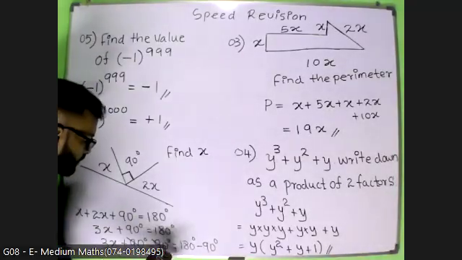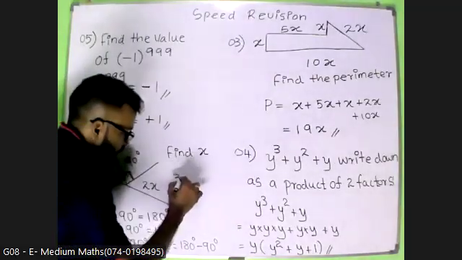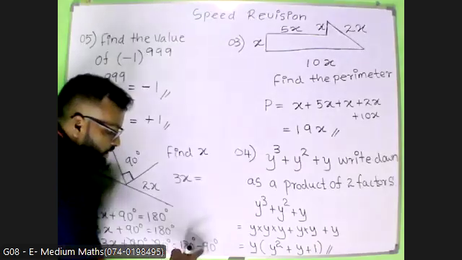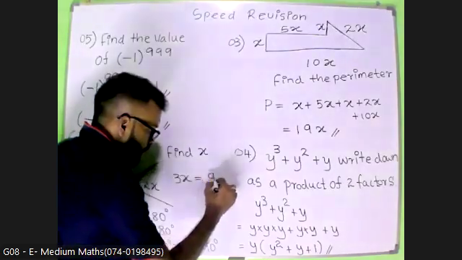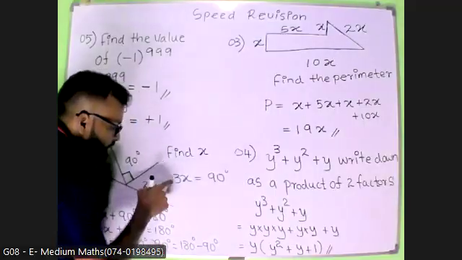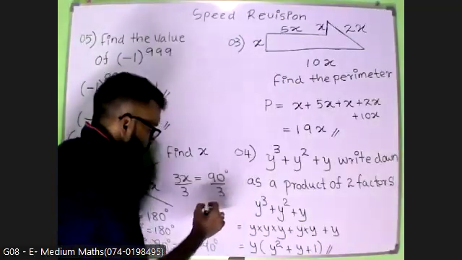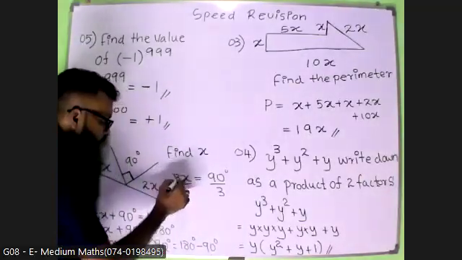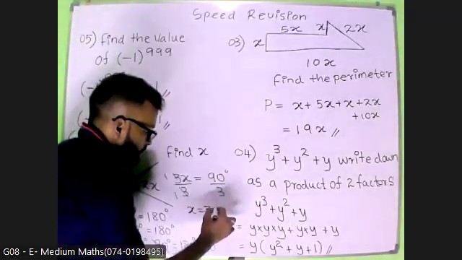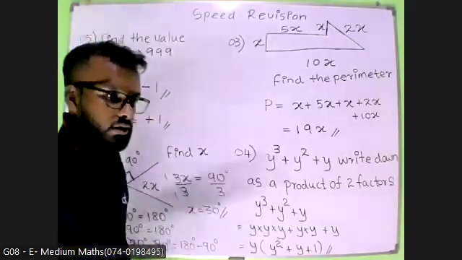The 90s cancel out. So on my left hand side I have 3x, equals 180 minus 90, which is 90 degrees. So here you have 3x, so I need to remove the 3. Need to divide both sides by 3. x equals 30 degrees. 90 divided by 3 is 30 degrees. Right?